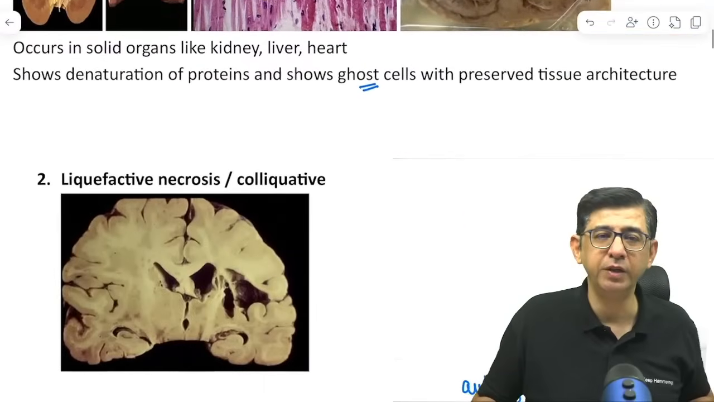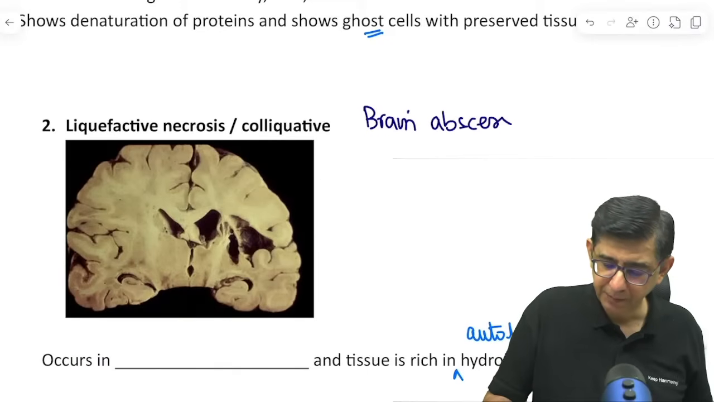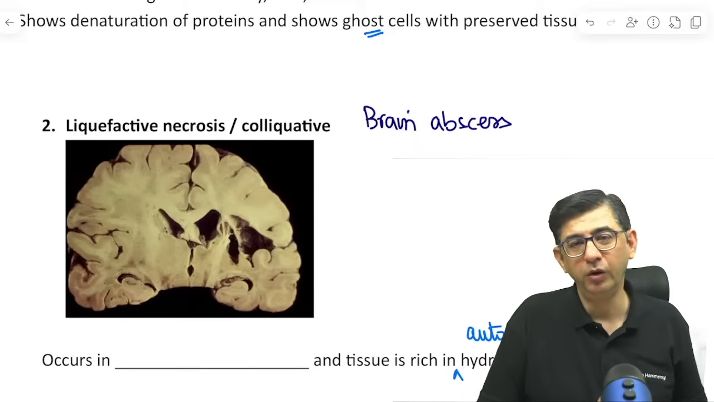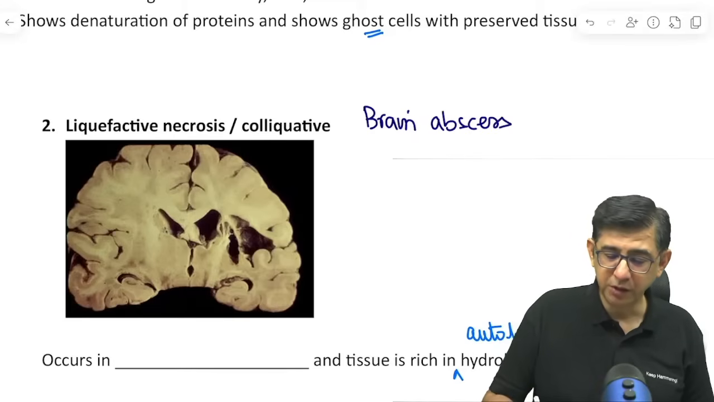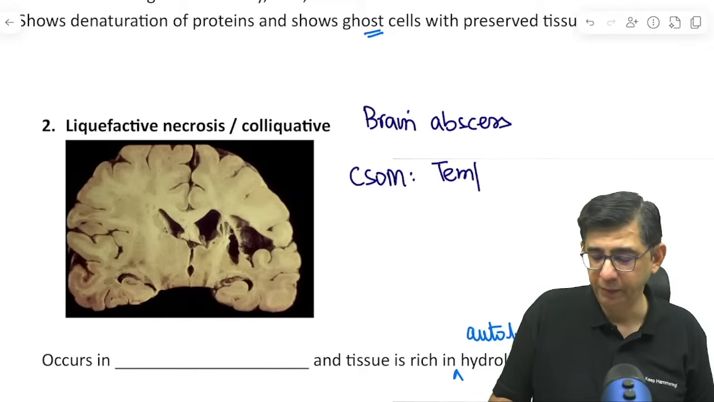Then for brain, obviously, if I talk about brain abscess, the best example I can mention is a patient having a brain abscess. The location of a brain abscess also varies depending on where the source of infection is coming from. A brain abscess due to CSOM, chronic suppurative otitis media, would mainly be temporal.